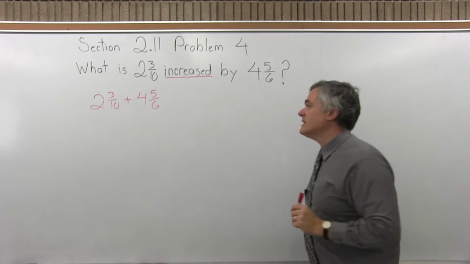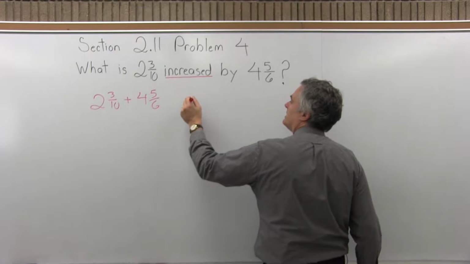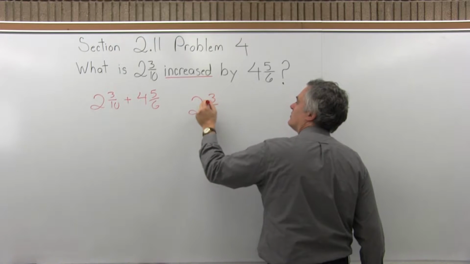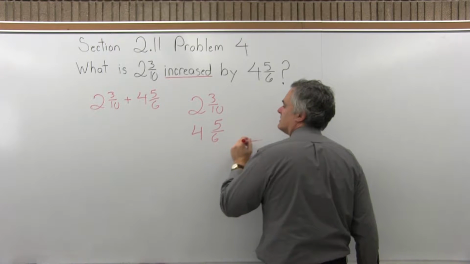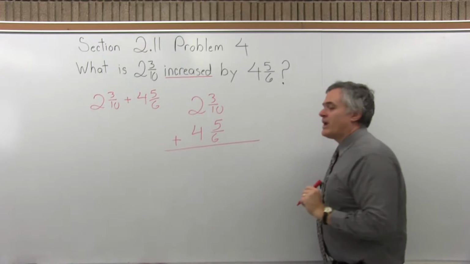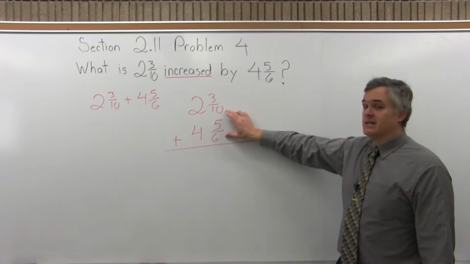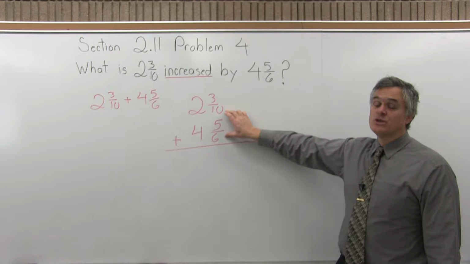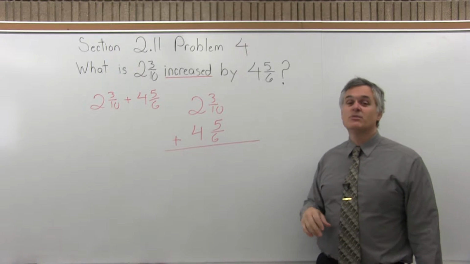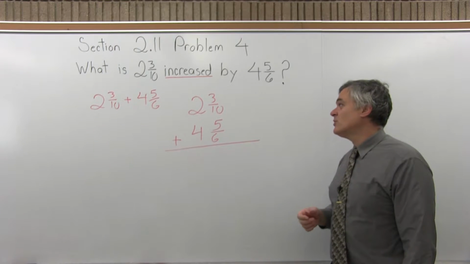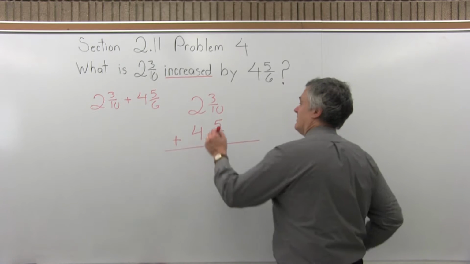Now, for a problem like this, I prefer the vertical format. It can be written horizontally, but I find it a little bit easier to write it like this: 2 3/10 plus 4 5/6. Now, to add fractions, we need to find a common denominator. So a common denominator for 10 and 6, a good one is 30. 60 will work. 10 divides into 60 evenly, 6 divides into 60 evenly, but 30 is smaller, which in my opinion would make it a little better. 10 divides into 30 evenly, and 6 also divides into 30 evenly.